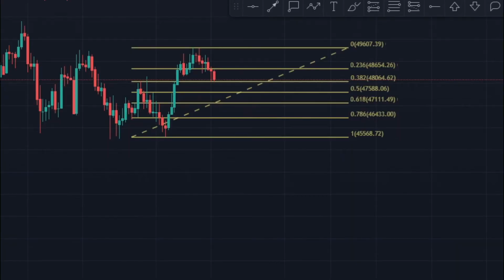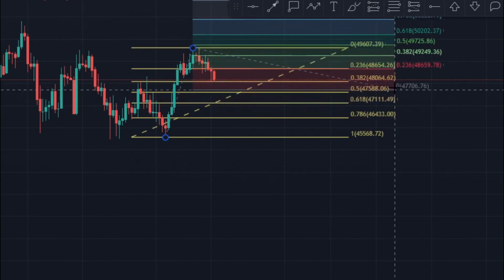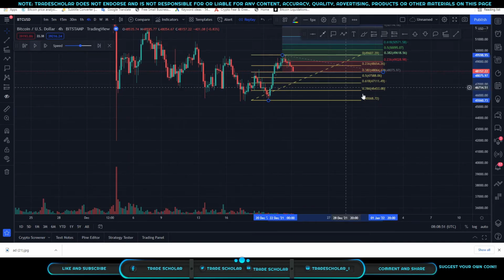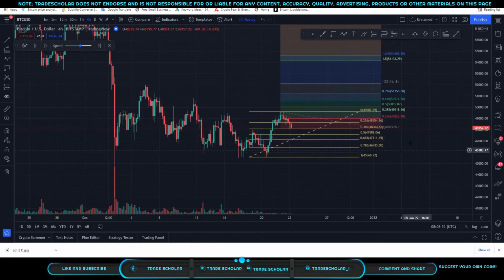Okay, it is retracing in 0.382. Let's pull out the swing low and then swing high and then retracement in 0.382. Let's continue the trend. The price target would be 0.786, 1, and then golden ratio 1.618.